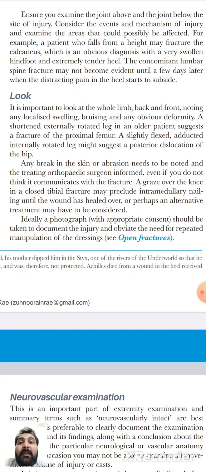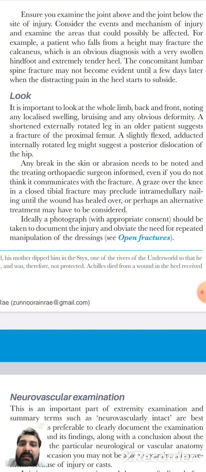So, you should know the patterns associated with specific mechanisms of injury and should also look for them. With a fall, there is an obvious injury, that is the calcaneum fracture, but there can also be other injuries like lumbar vertebra fracture, lumbar spine fractures. Also look for them. Then comes the look, also called the inspection. It is important to look at the whole limb, back and front, noting any localized swelling, bruising or any obvious deformity which will indicate the injury.